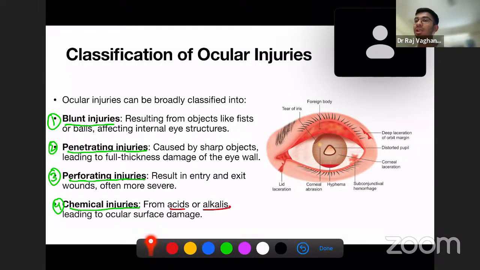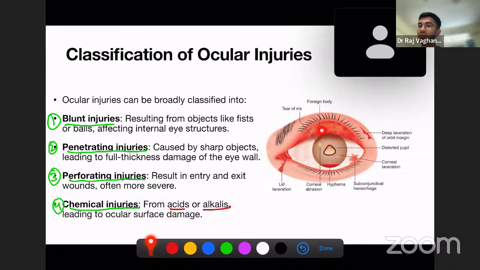This is a common diagram for all the types of ocular injuries, not one specific type, but all the kinds of ocular injuries. Okay. So what happens if you get your eyes injured? First of all, there can be tear of iris. This is the iris. Okay, the iris has been torn.